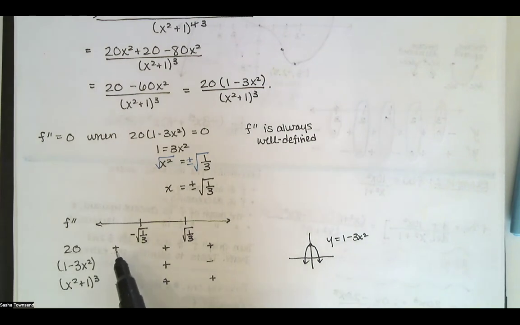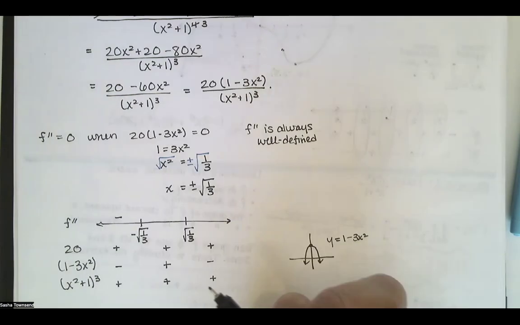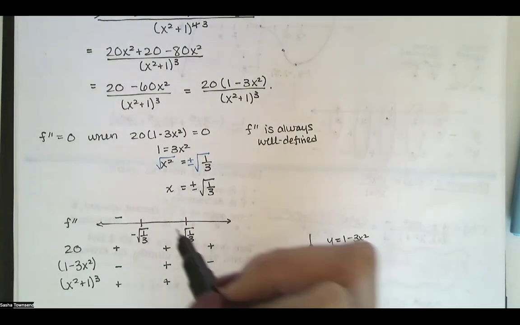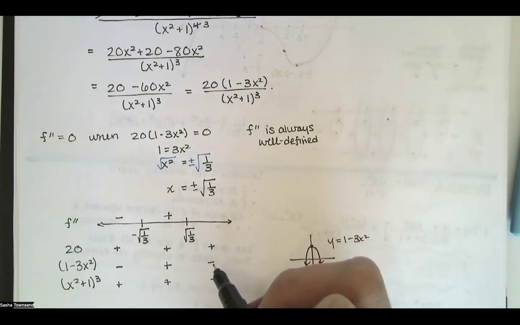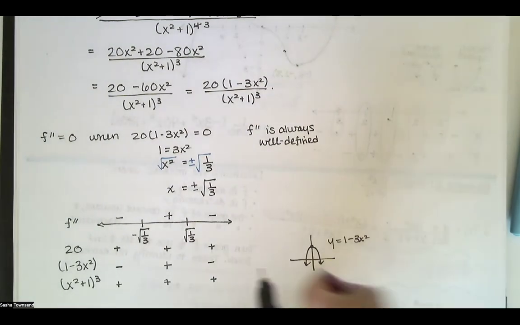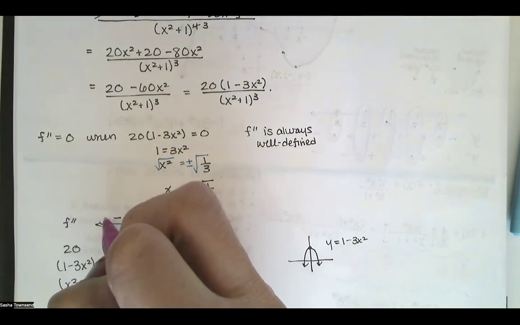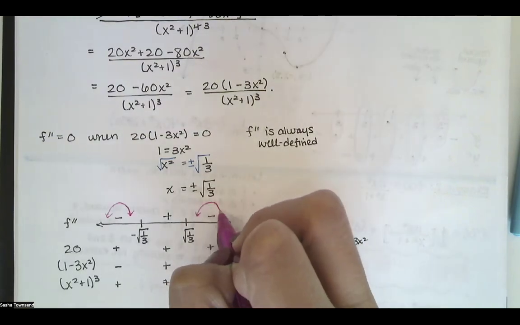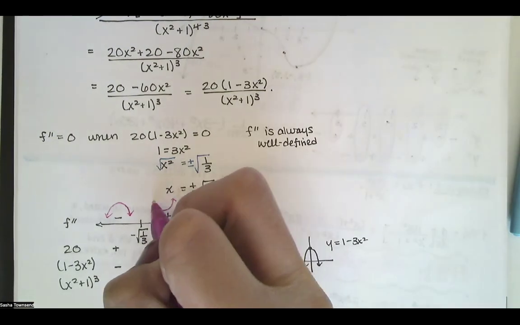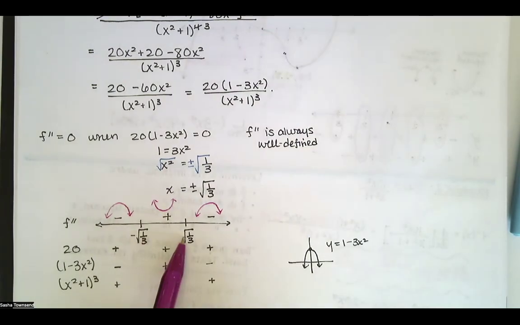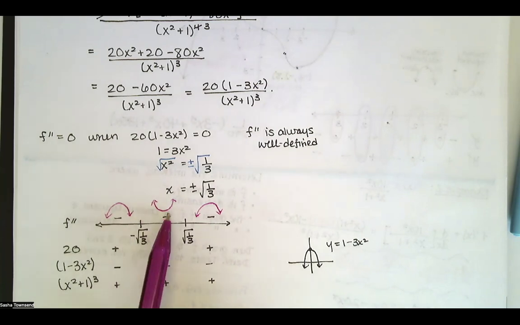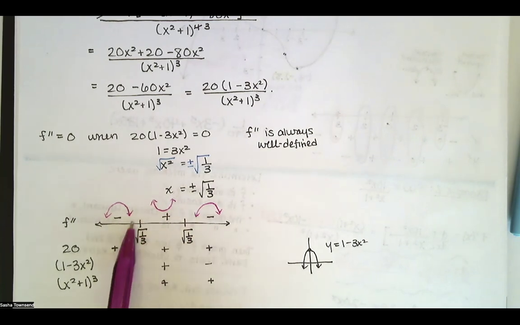Now, f double prime is a positive times a negative divided by a positive. So that's going to make it negative. And then it's a positive times a positive divided by a positive, which is positive. And then it's a positive times a negative divided by a positive, which is negative. So that means, anytime our f double prime is negative, our graph is concave down. It's going to look roughly like that. And then in between, it's concave up. And since these x values correspond to places where the graph changes from concave downward to concave upward, or concave upward to concave downward, these are the x coordinates of our points of inflection.